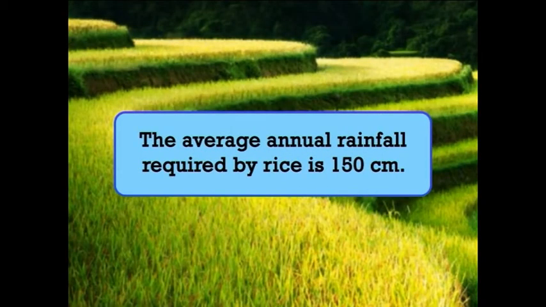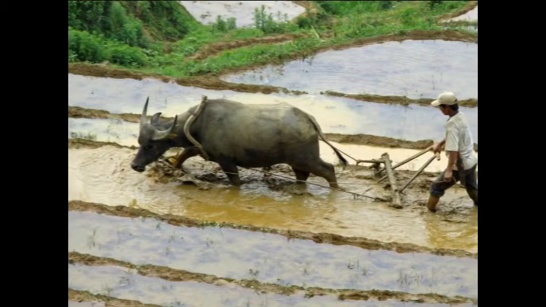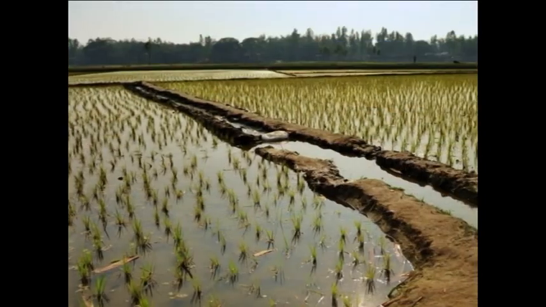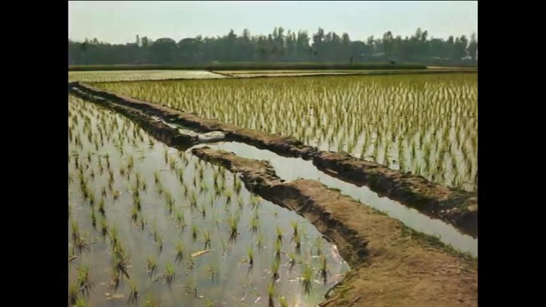The average annual rainfall required by rice is 150 centimeters. In areas receiving less than 100 cm annual rainfall, rice can be grown with the help of irrigation. Next, we will discuss about soil requirement. Deep fertile clay or clay loam soil rich in organic matter with high water retaining capacity are most suited for rice cultivation.